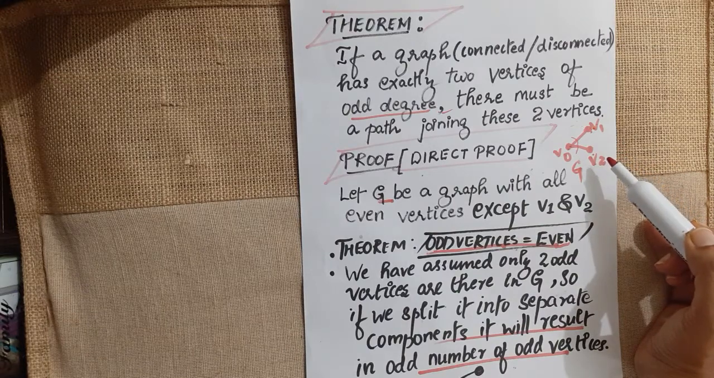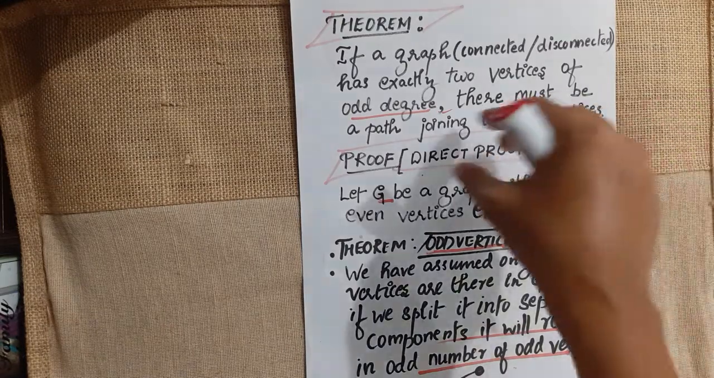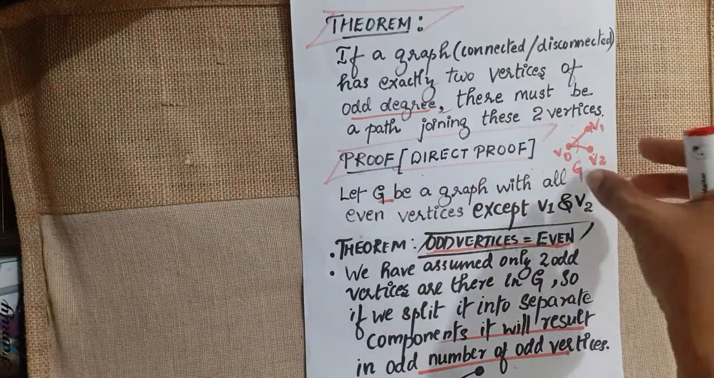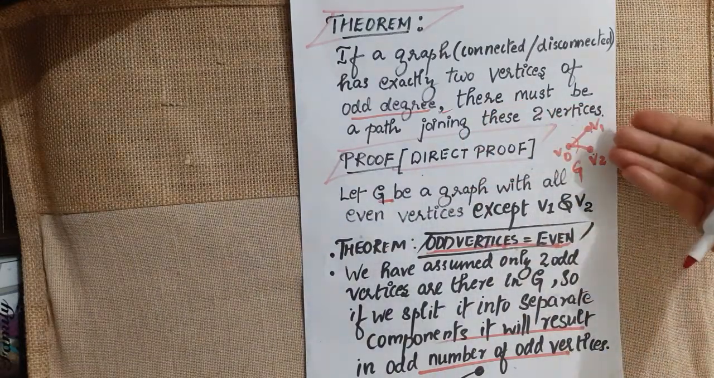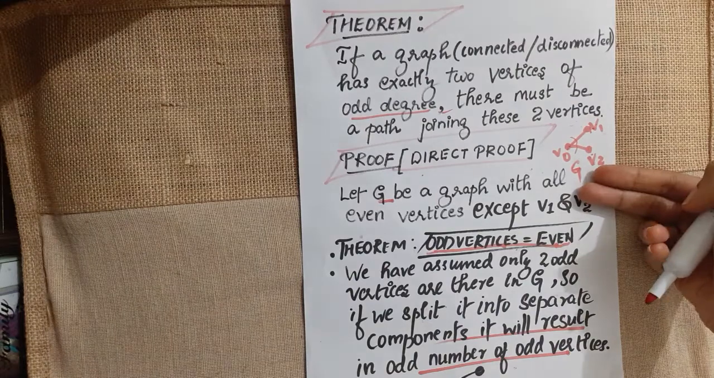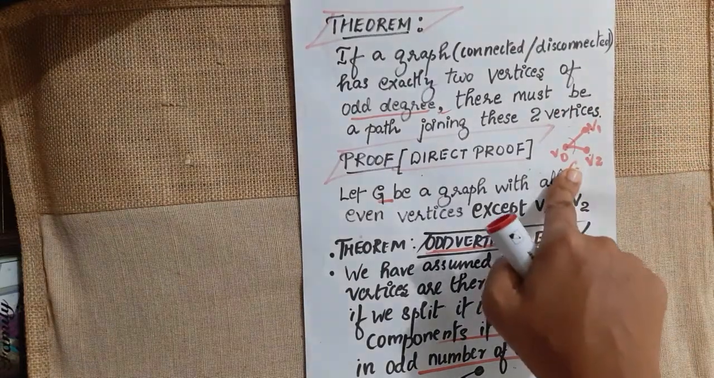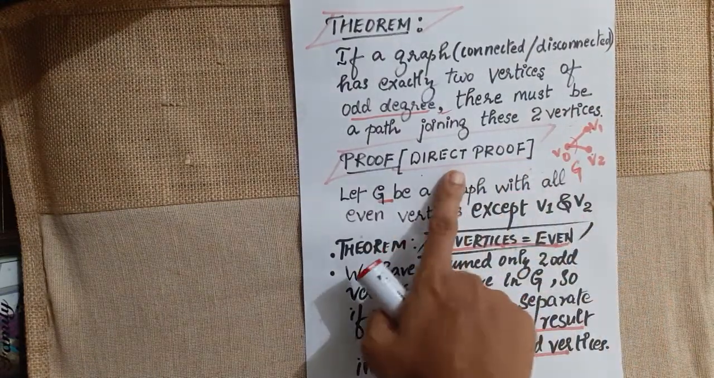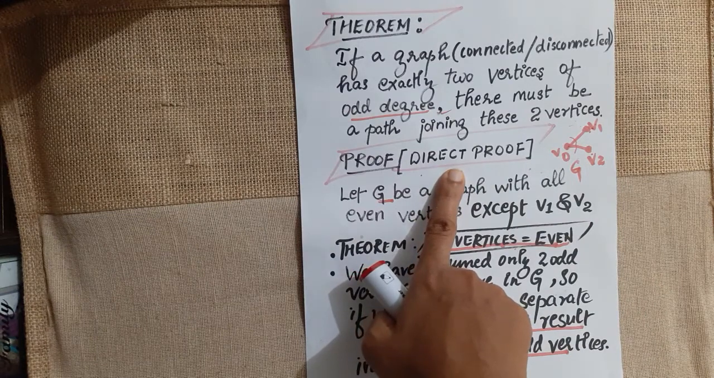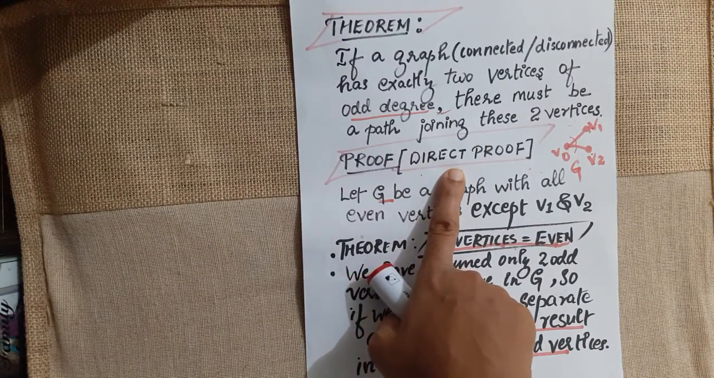We should know the meaning of a component. Component means, if suppose the graph is divided into two different subgraphs, each of them will be a component. Over here, we can notice that these two vertices of odd degree will be in a single component. Now, in order to prove this, we are going to make use of the direct proof method. That means we will be making use of certain known facts.